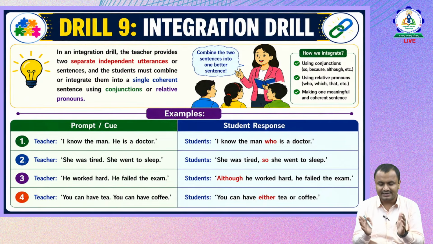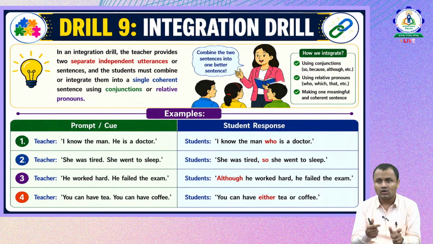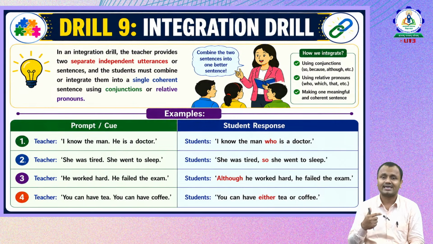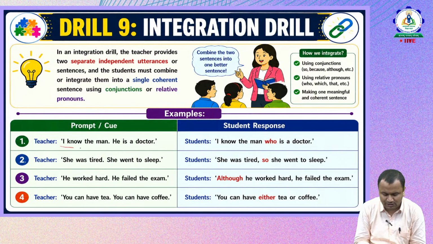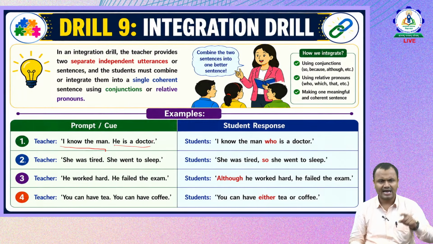What we have to do is integrate. Let's say there are two simple sentences and those sentences are not connected. By using a conjunction, a relative pronoun, or any word, we can connect those particular sentences or phrases and make a meaningful sentence. If we are doing this, we are following the integration drill. For example, the teacher says, I know the man, he is a doctor. Now students will connect both these sentences and will say, I know the man who is a doctor.